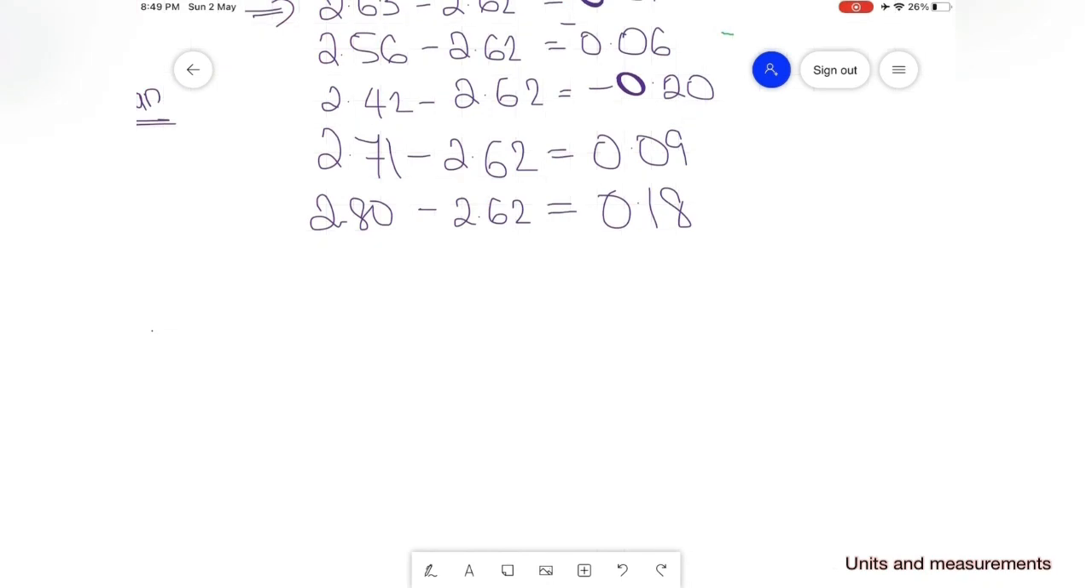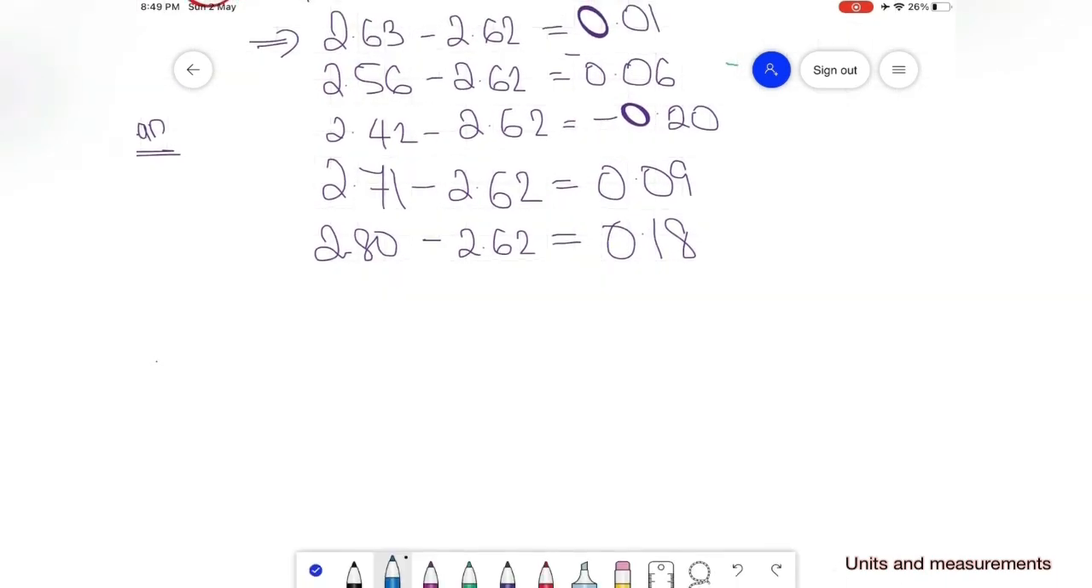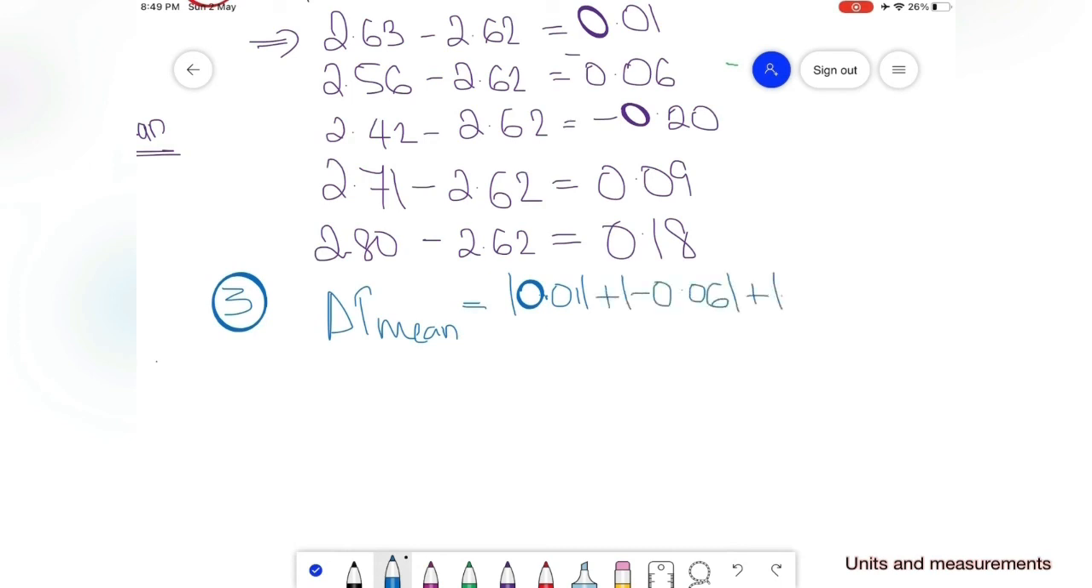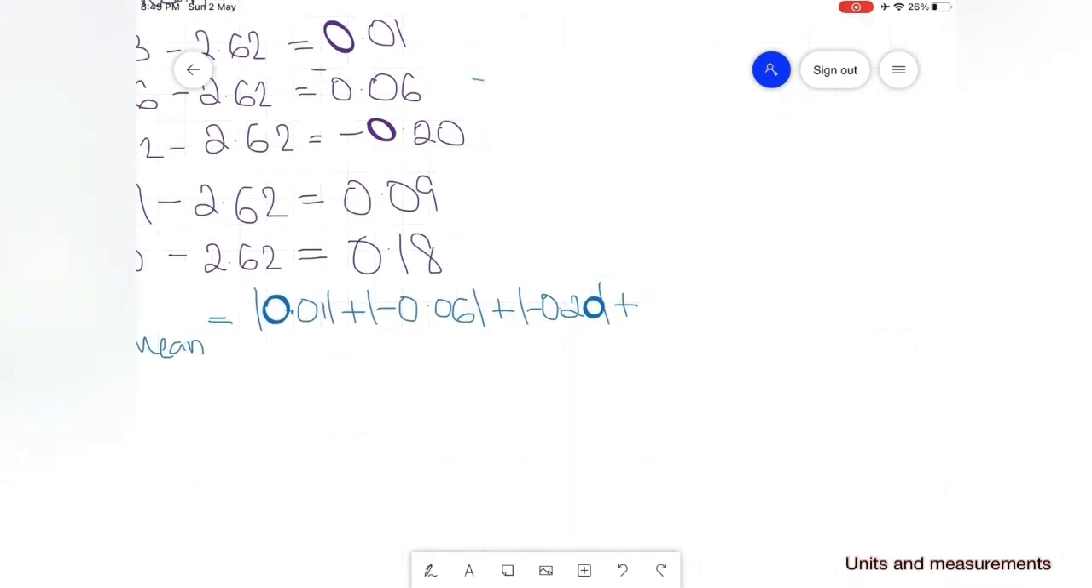Now, what was the third step? We add all of these values. Okay, we add all the above values. The subtracted values, we add all of them. You divide it by the number of them and you get the absolute error. But here, what you do is, what is absolute? Even if it's negative, we take the positive value. So 0.01 will be 0.01. Negative 0.06 will be positive 0.06. This dash, the 2 lines that you see, is indicating the absolute value.